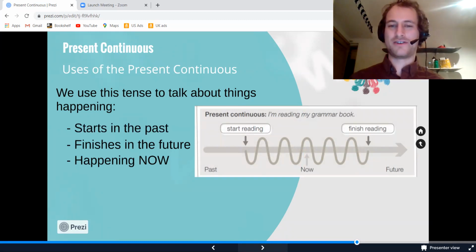If you take a look at the graph, you can see this person started reading in the past. Right now, they're still reading, and they're going to finish reading in the future at some point.